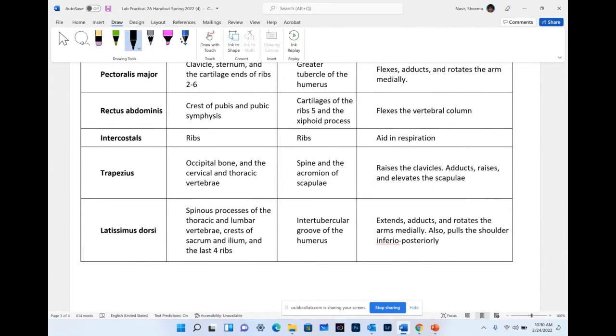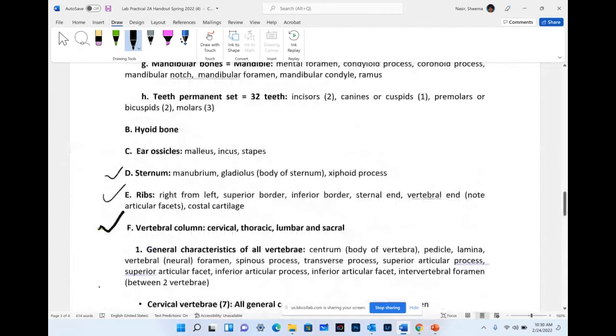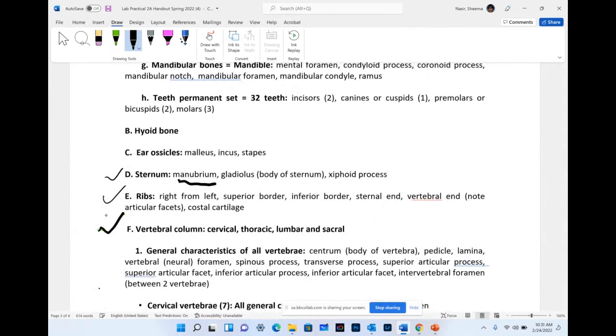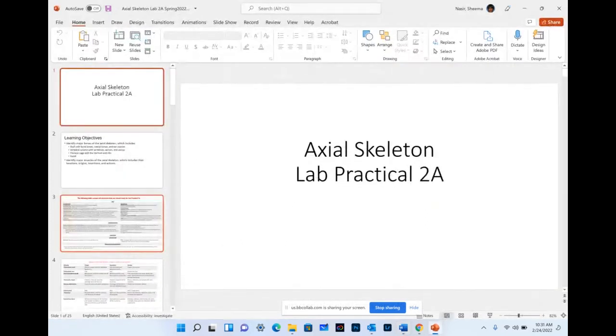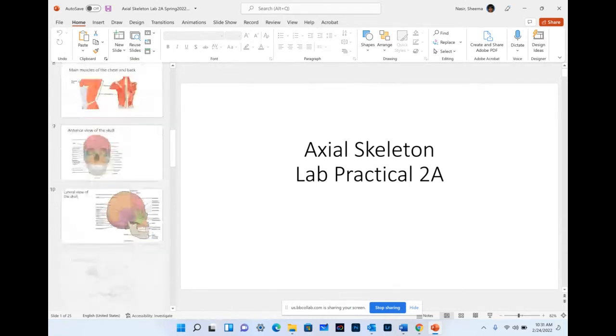Okay, so coming back to sternum, we are going to look at manubrium, gladiolus. You can also call it body of sternum. You can also call it body, okay? And the xiphoid process. So we are doing 3 things in it. Now, PowerPoint and the handout that is available to you on your Blackboard.